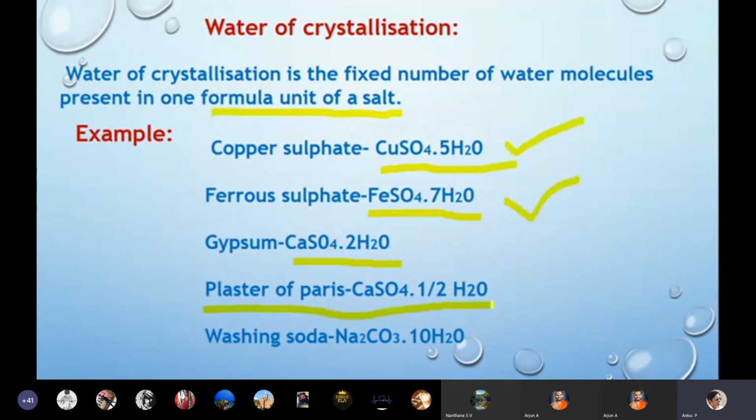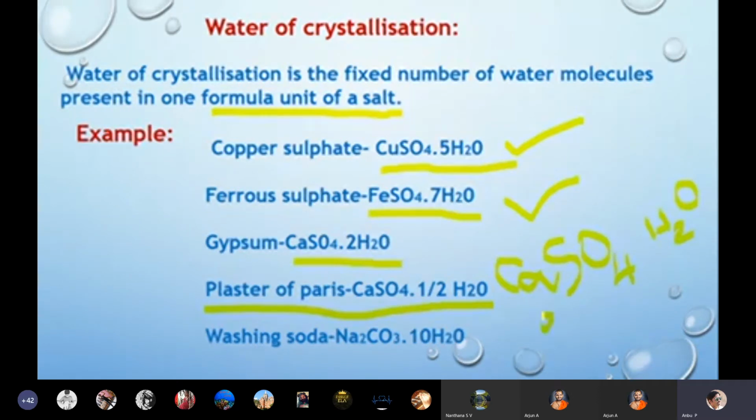You can ask me, can a molecule be half? I will make it very clear. Half a molecule is not possible. It means that one calcium sulfate, that is one CaSO4, and one water molecule, that is H2O, and one more calcium sulfate, one more CaSO4. So when they combine, two molecules of calcium sulfate will be combining with one water molecule.